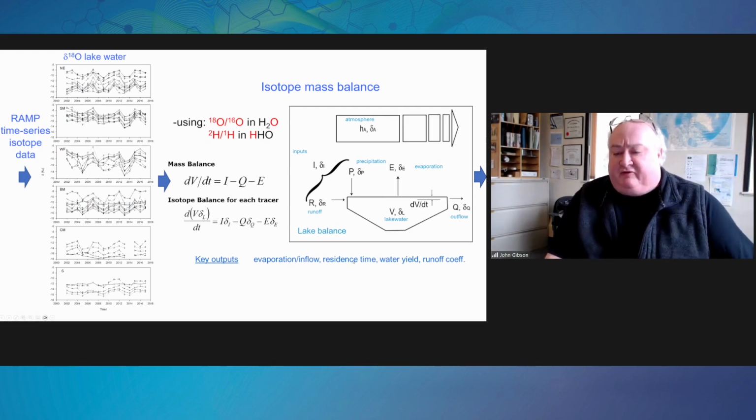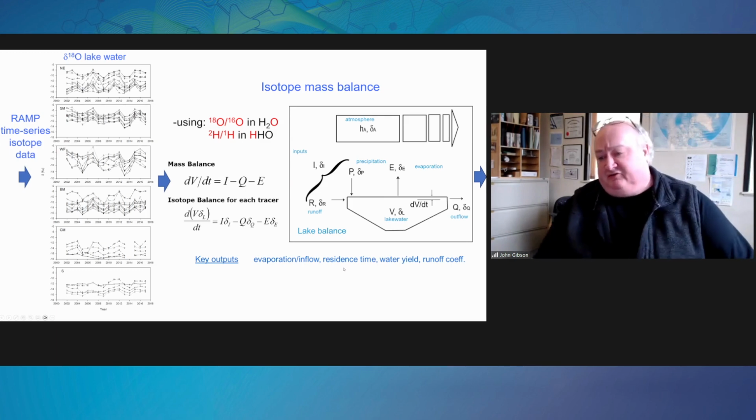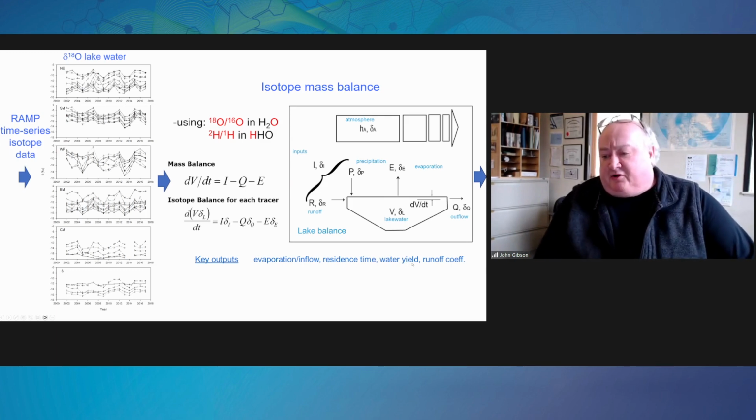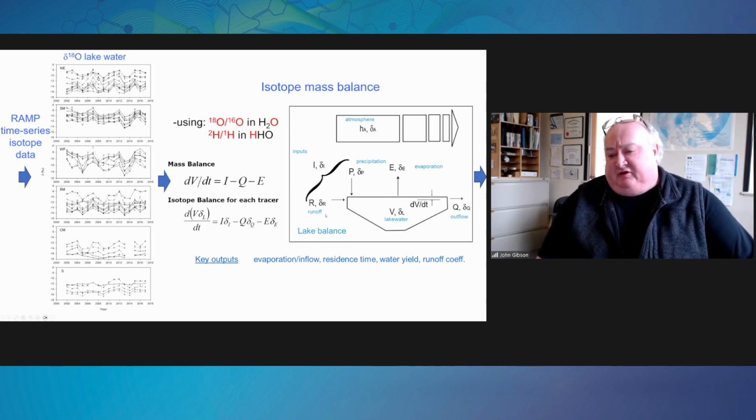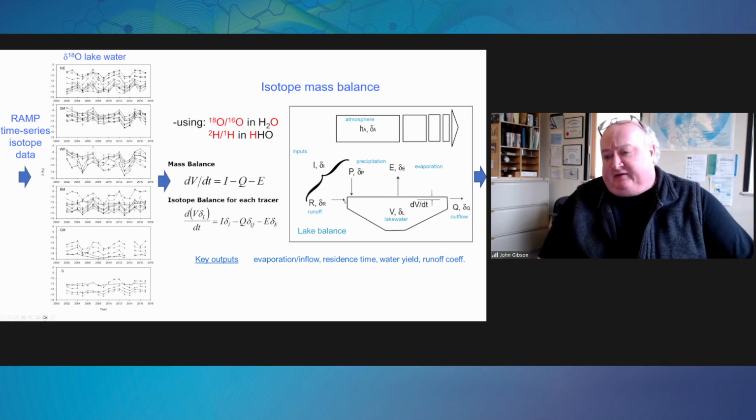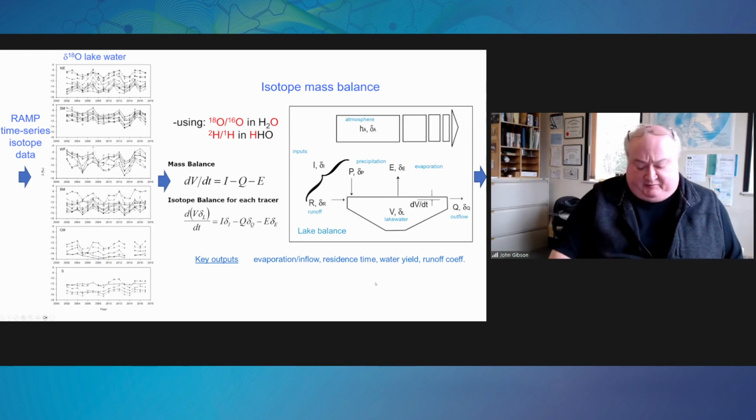We can calculate the residence time of water, so how long the water is in the lake. The water yield is shown here as the runoff. So it's the lateral input to the lake that's not accounted for. So you have precipitation and lateral input. We can calculate the lateral component, and we can develop an understanding of runoff components.